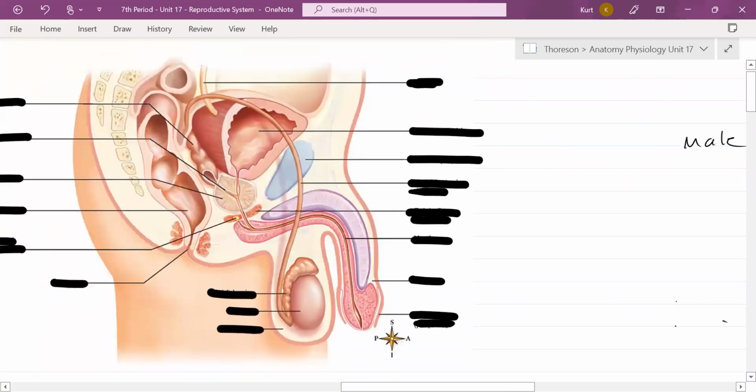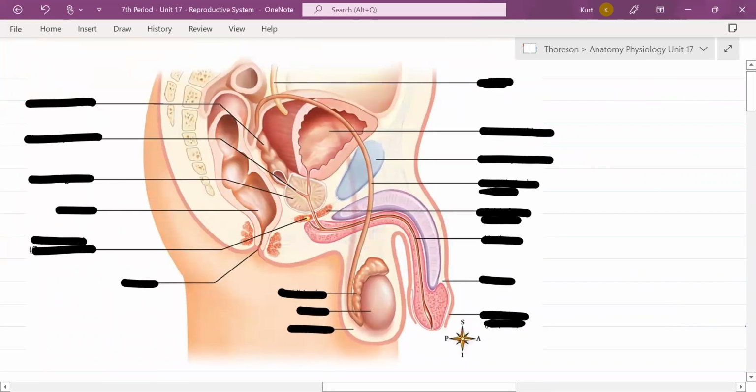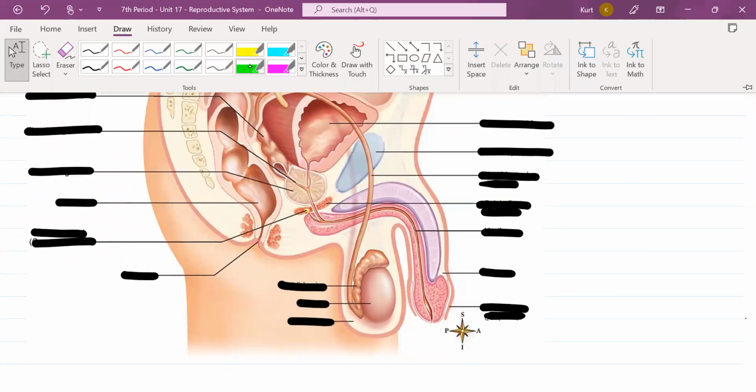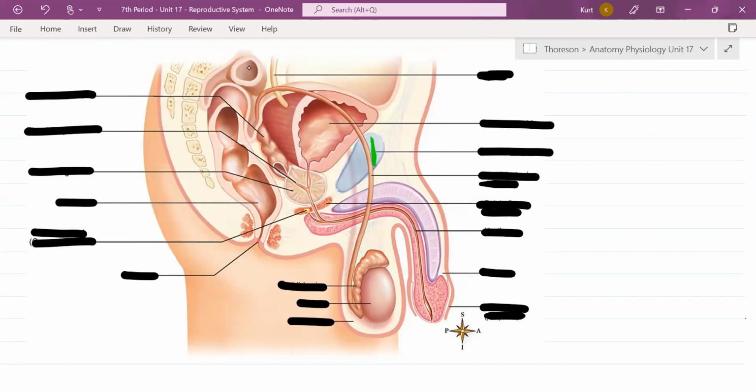All right, well, let's do what we did with the female. Let's identify the non-reproductive organ structures. So what is this structure right here?